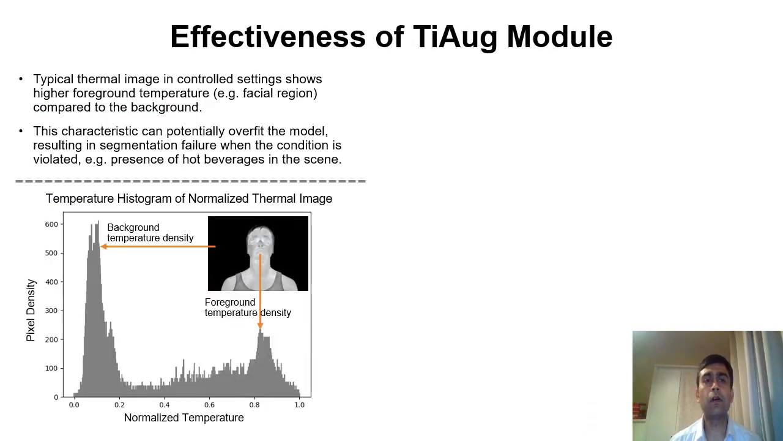Here we study the effectiveness of the TIOG module in generating diverse representation by analyzing the average difference between the foreground and the background temperature before and after augmenting the thermal images. In this case, the foreground is the facial region, which is typically at a higher temperature than the background or ambient temperature when images are acquired in controlled settings. The histogram of an illustrative thermal facial image at the bottom left depicts a typical temperature distribution for a normalized thermal image. Real-world thermal images often exhibit atypical temperature distribution when ambient objects of higher temperature appear in the image, for example hot beverages or the sun.